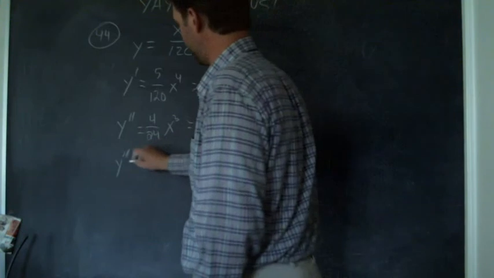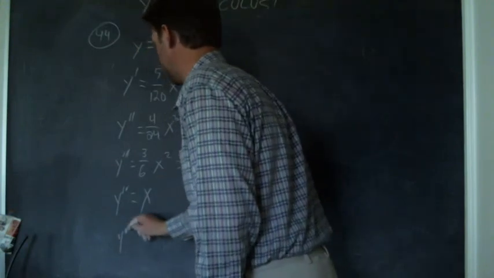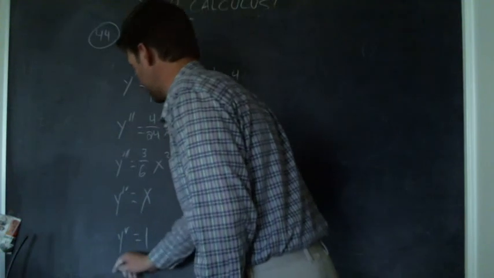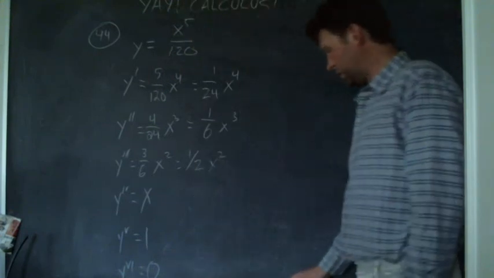Third derivative, 3/6. Fourth derivative, 2 times 1/2 is 1. Fifth derivative, sixth derivative. And all subsequent derivatives are also 0.